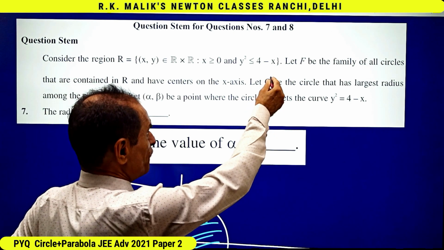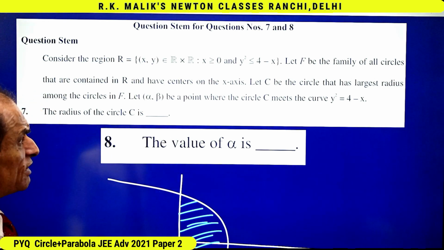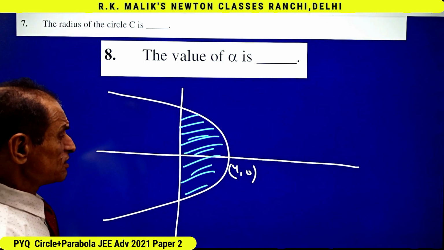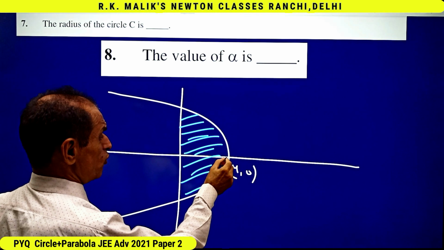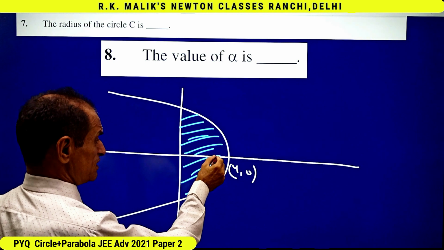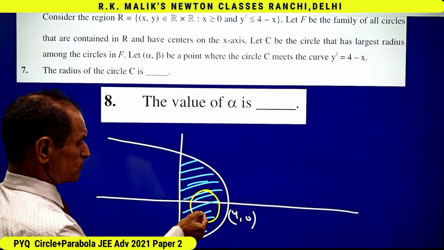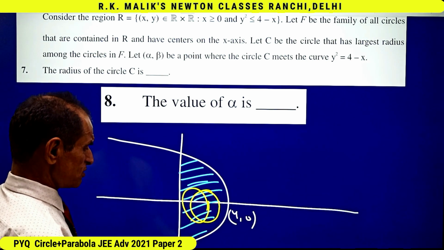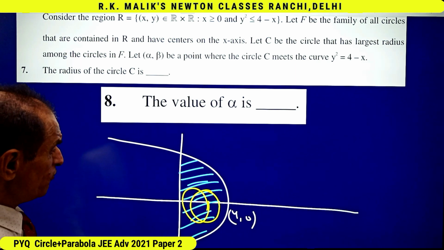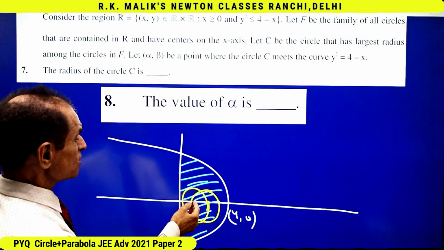And then it says F is the family of all the circles which are contained in R and have centers on the x-axis. That is, F is representing all the circles which have centers on the x-axis and lie completely inside this shaded region. For example, this. In this way you can draw an infinite number of circles. For example, one more is this. And now we have to find the circle which is lying inside this shaded region and is of largest radius.